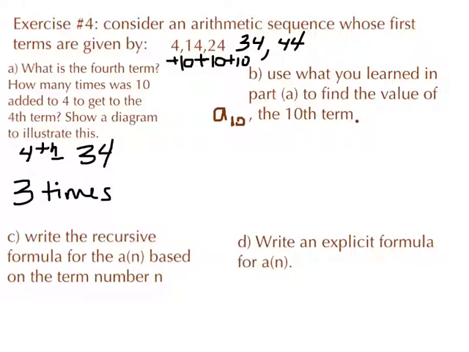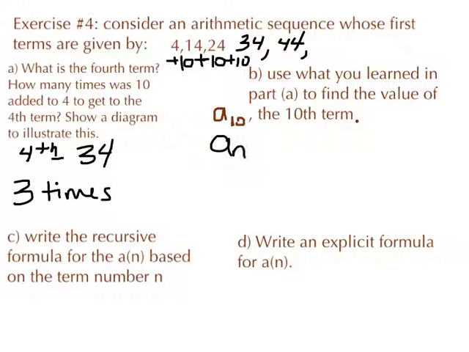B. Use what you learned in part A to find the value of a sub 10, or the 10th term. Well, what I'm going to do is this. I would like you to go ahead and continue the pattern up top there until you get all the way out to the 10th term. Hit pause and do that now. Okay, you should have it worked all the way out to the 10th term. Now, have this answer. What I'm going to show you is how to use the explicit formula to set up and find out what the 10th term is.